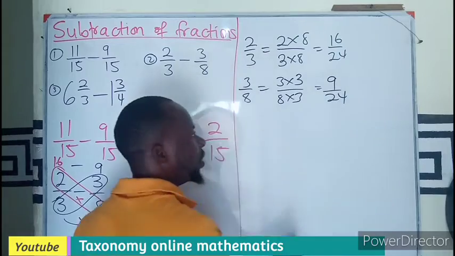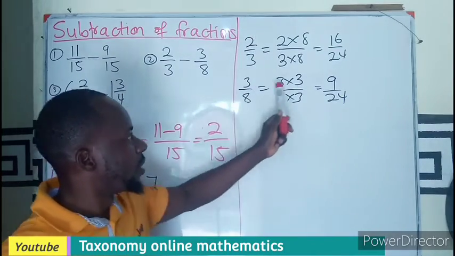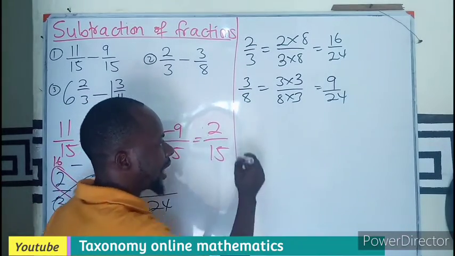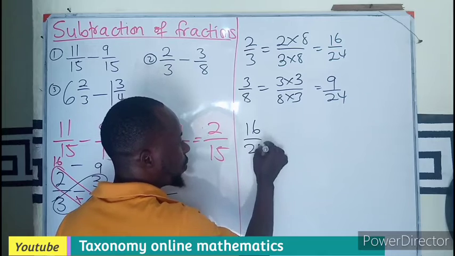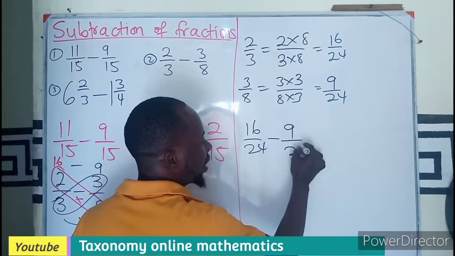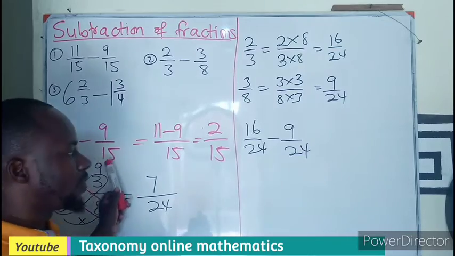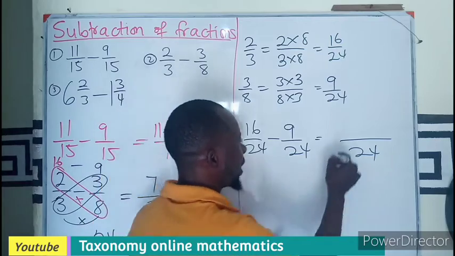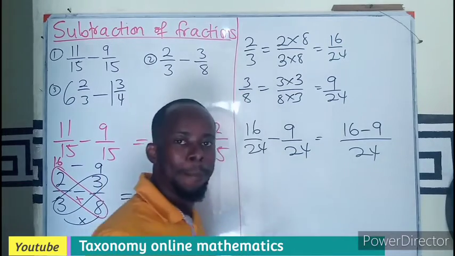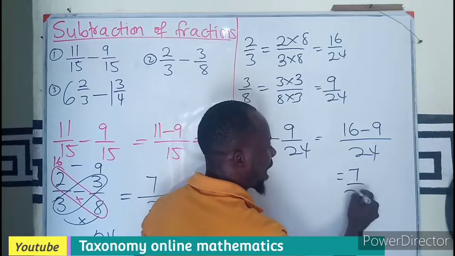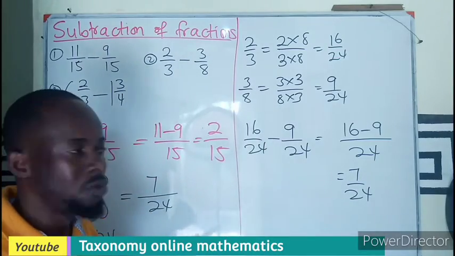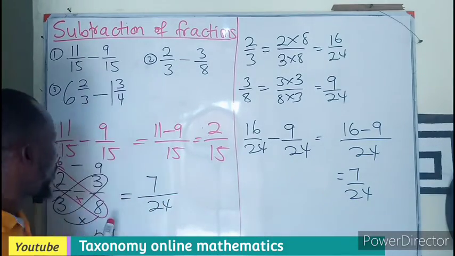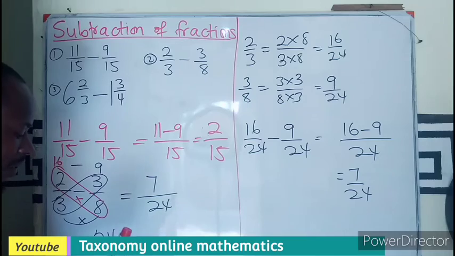9 over 24. So now your fractions have been converted into like fractions with the same denominator. So 16 over 24 minus 9 over 24. In this case, we only take the denominator 24. Then we take 16 minus 9, and that will still give us 7 out of 24. So we can convert into like fractions using the LCM, or we use the butterfly approach to arrive at our answer.